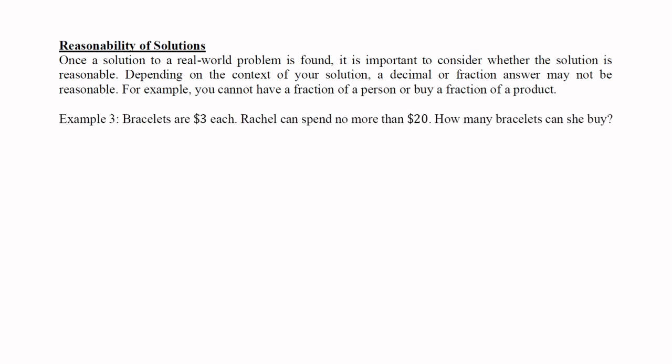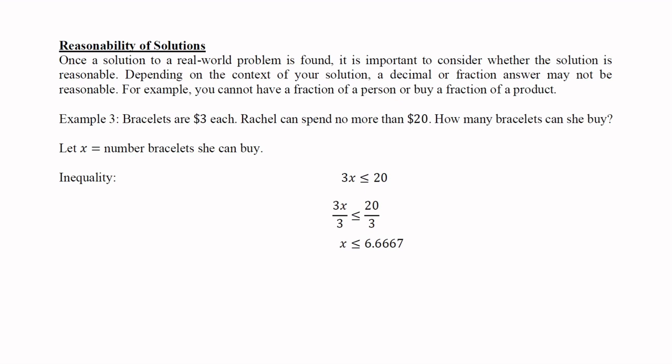So for example 3, bracelets are $3 each. Rachel can spend no more than $20. How many bracelets can she buy? Let x be the number of bracelets she can buy. So we have an inequality, 3x is less than or equal to 20. We'll divide each side by 3, and that gives us x is less than or equal to 6.6667 when rounded. So she can't buy a fraction of a bracelet.